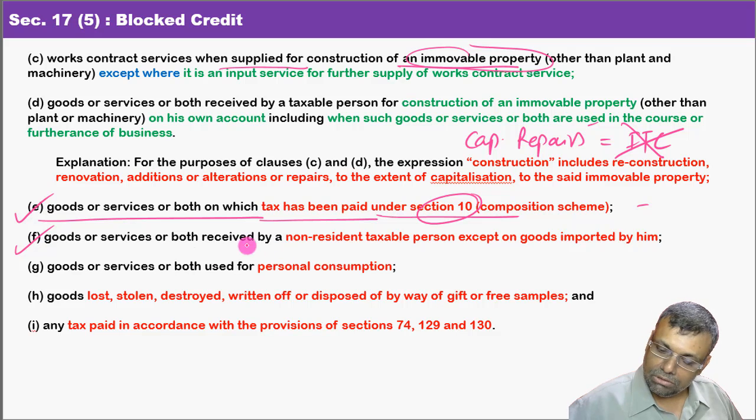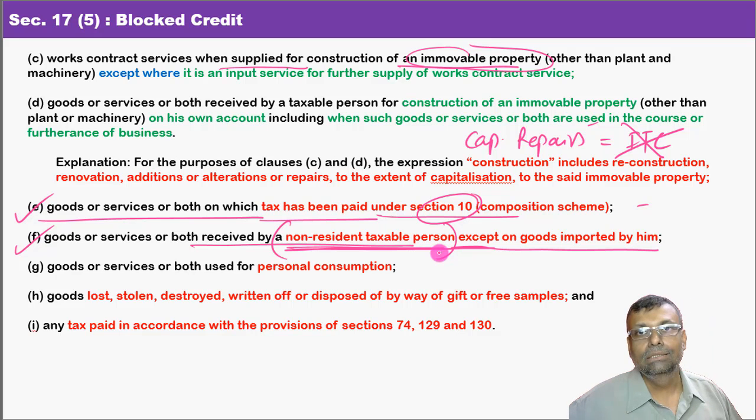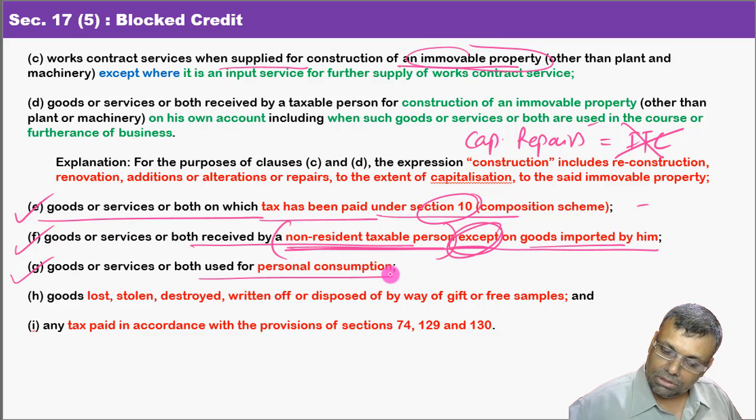Okay, next, goods, services or both received by a non-resident taxable person, except on goods imported by him. So a non-resident taxable person is not eligible for any input tax credit except on the goods imported. If it is imported by him, on that he will get the input tax credit, because if you are paying GST at the time of import, you will get a credit for that. But for any other things, the non-resident taxable person is not, I repeat, is not eligible for input tax credit. Any goods, services for personal consumption, mamma mia.